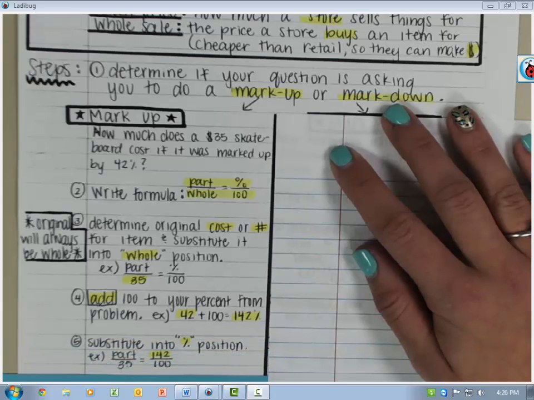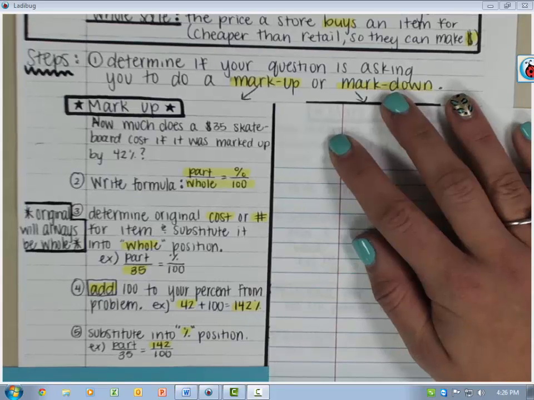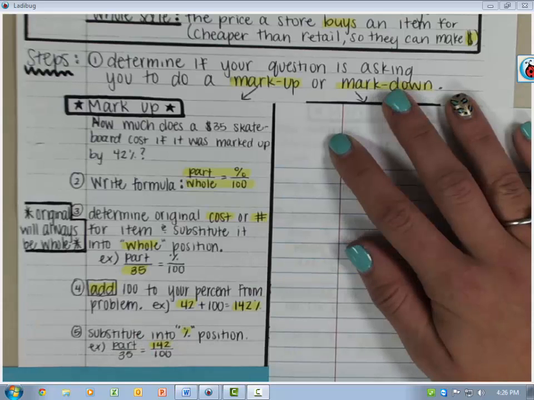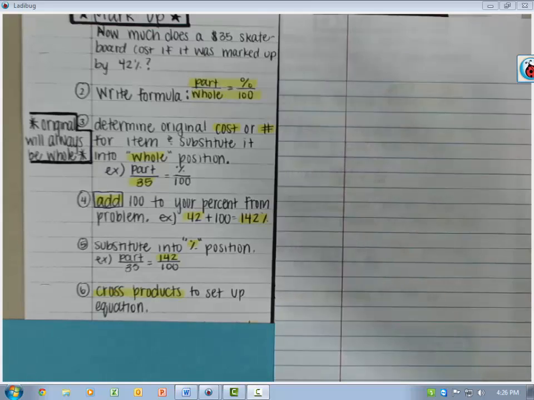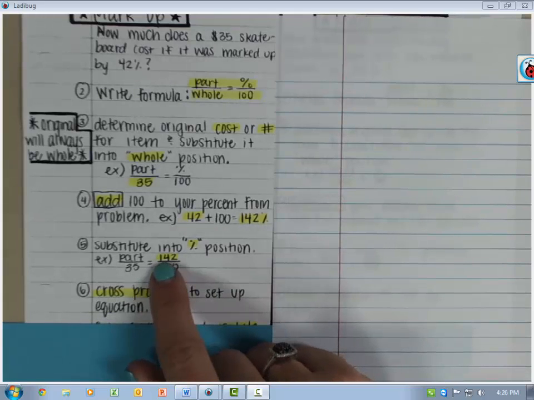Step 5 says substitute that percent that we just found, 142, into the percent position. So, you need to substitute. You now have part over 35 is equal to 142 over 100. Come down here. Now, you know how to solve a proportion. You use your cross products to set up an equation. So, your equation is going to be 35 times 142 is equal to part times 100.